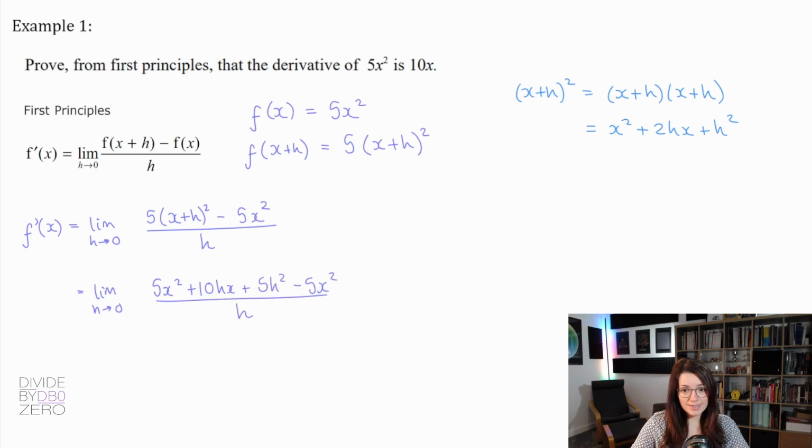We can then look at simplifying this. So the 5x squared will cancel, and then we can cancel some of these h's as well. So we're going to be left with the limit as h tends to 0 of just 10x plus 5h. Now, to finish it off, you just need to consider what would happen as h tends towards 0. So as h gets infinitely small, effectively becoming 0, what would happen to this expression? The 5h would disappear. So you'd just be left with 10x for your answer as required.